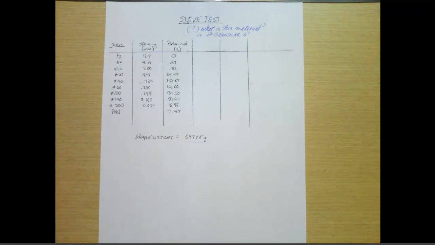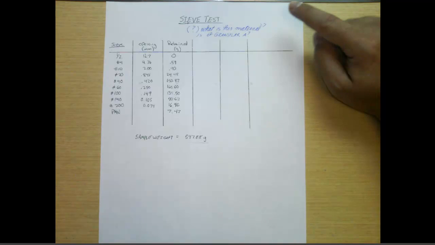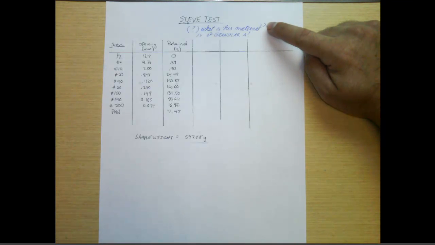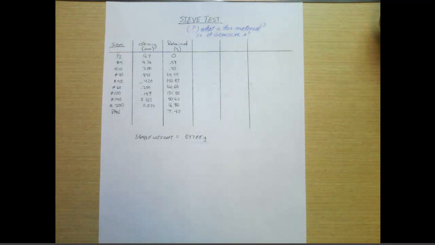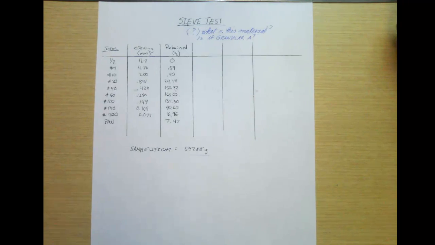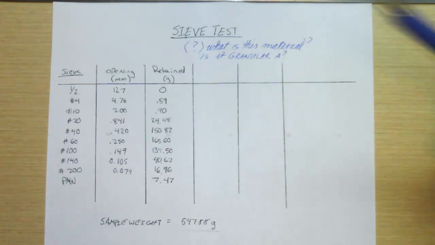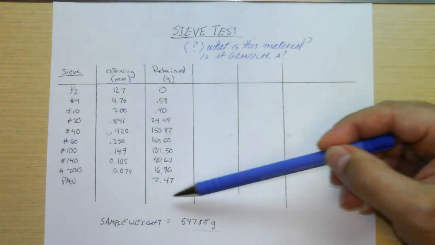So the idea of this lab is to use one of the tools at our disposal, a sieve test, to determine or to identify what the material is that we've just graded. For the lab in particular, we're going to try to answer the question of whether or not this is a granular A material. So in our case, we've obtained this data from our analysis.